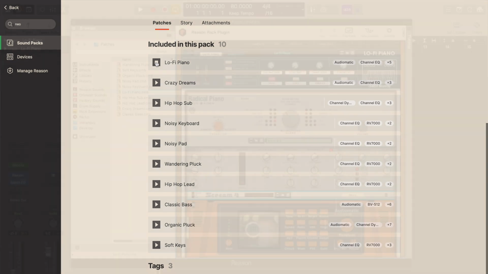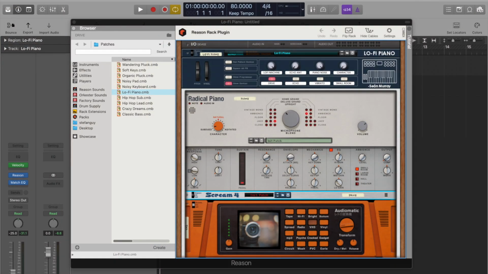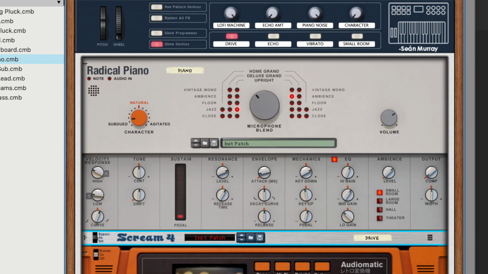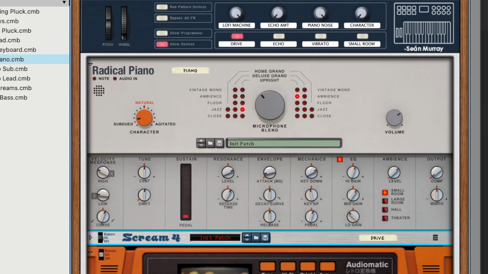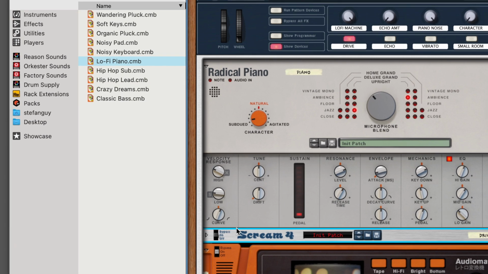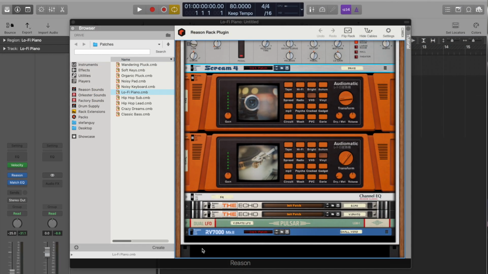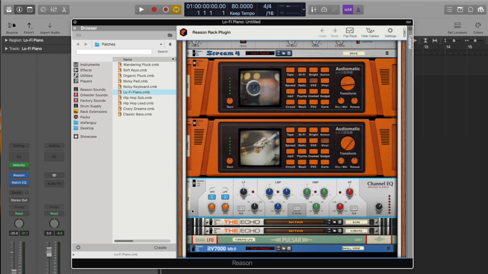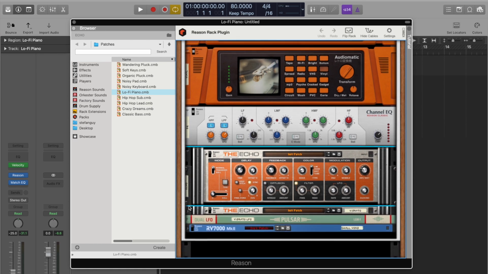This patch uses the Radical Piano as its main instrument. If we take a closer look, we can see that it's set to emulate an upright piano, its mic placement set to jazz and character subdued. But the lo-fi sound mainly comes together with the use of two Audiomatic retro transformers, providing grain, warp, and further attenuation on the high end. So we have our sound.